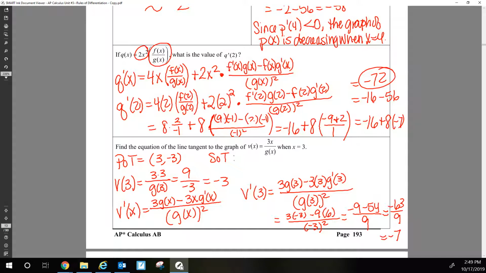So that's my slope. So my equation then is y minus negative 3 is equal to negative 7 times x minus 3. And there you go. We are done with the quotient rule. Coming up next, if I have some steam left in me, it's going to be the chain rule, and I will finish it up tomorrow after school.